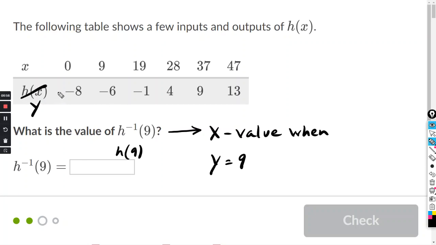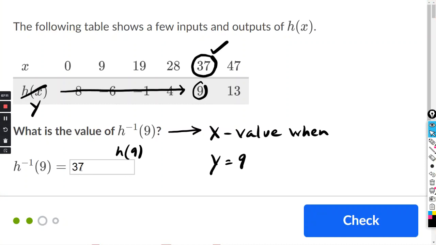Well, these are the y's. If you go to y equals 9, the x-coordinate for y equals 9 is going to be 37. So that's your answer. So just enter that in the box.